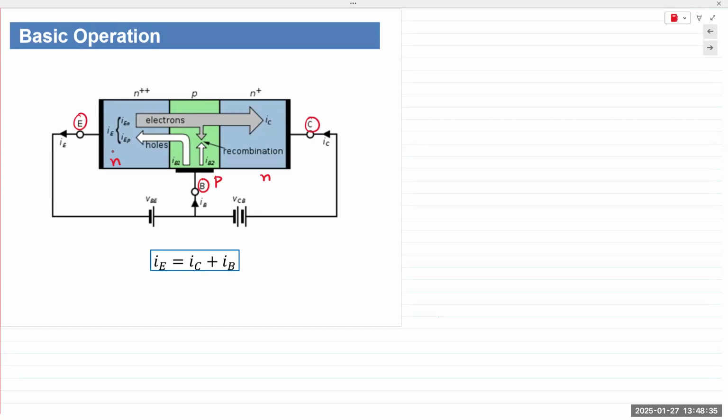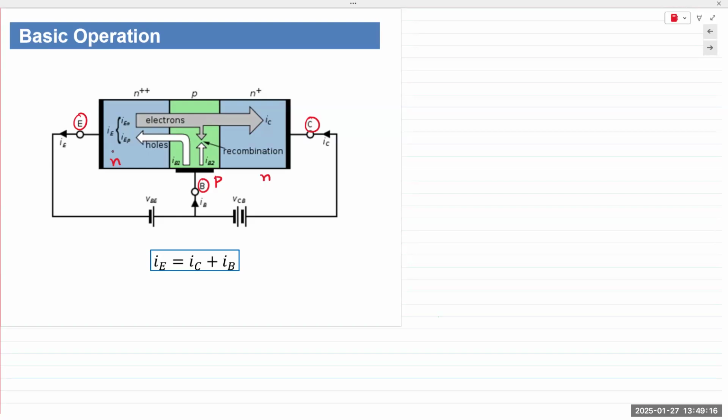Once we forward bias the base emitter junction, it behaves like a PN junction diode. So the electrons from the emitter cross over into the base, and the holes from the base cross over into the emitter. However, the holes from the base are outnumbered by the electrons coming from the emitter. Some of the electrons from the emitter will recombine with some of the holes in the base, which gives rise to a very small base current. Very small, typically in the microamps.